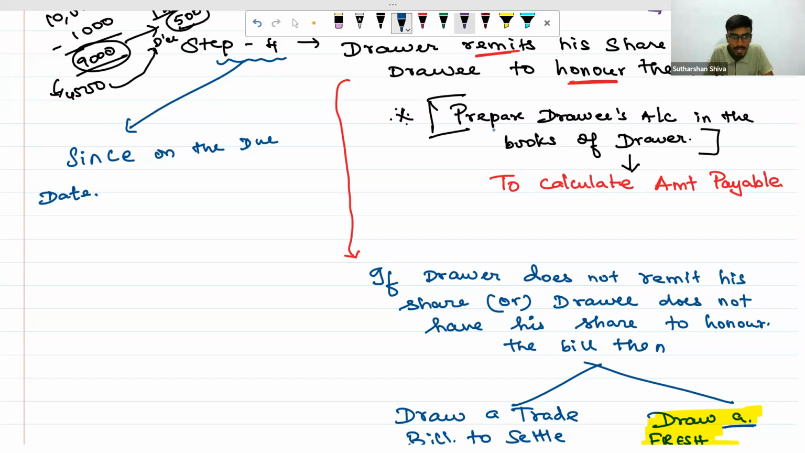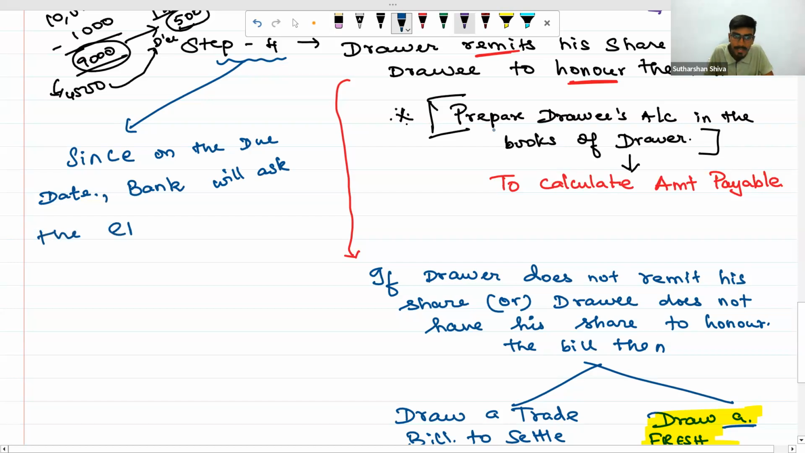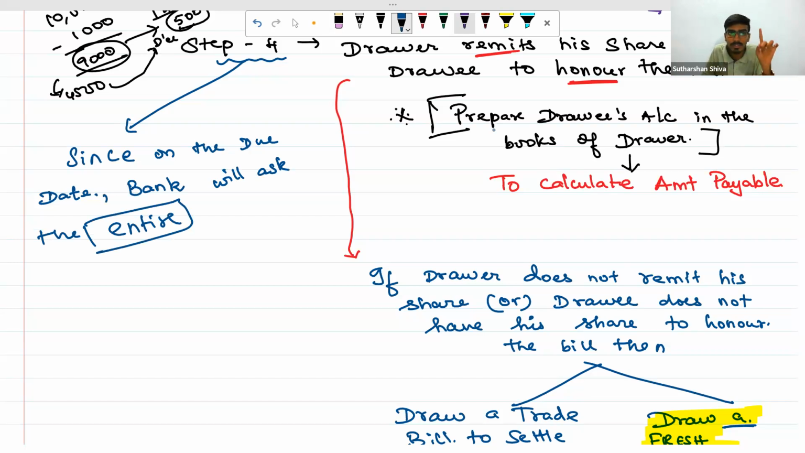Since on the due date the bill is with the bank, the bank will ask for the entire bill value, the entire 10,000. Not only 9,000, but 9,000 plus 1,000 discounting charges, the total bill value they will ask. They will not ask the drawer. They will go and ask only the drawee, because the drawee is ready to accept the bill. He has signed and accepted, saying, I am ready to pay the bill.